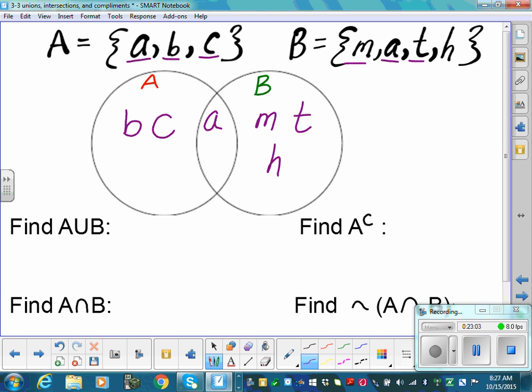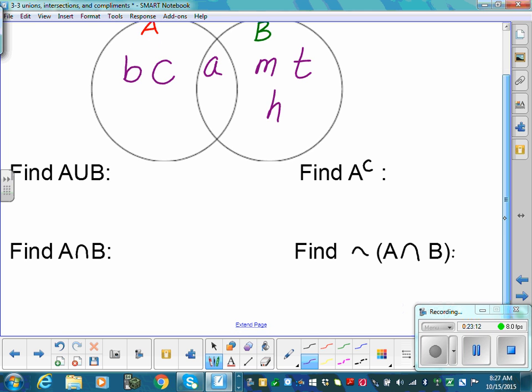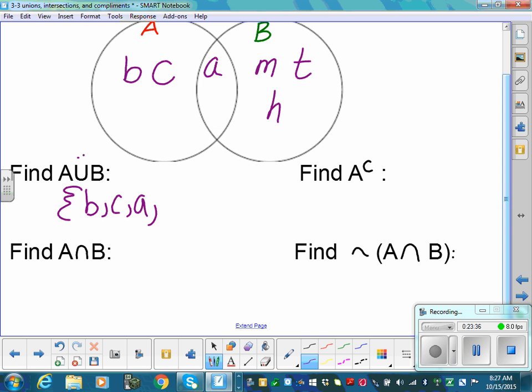Everybody see how I categorized my data in my Venn diagram? So now we'll go through and answer these questions. I'm going to scroll up because we'll use our Venn diagram. It says, find A union B. Is this the friendly one? Yes, so everybody in A or B is welcome. Everybody in here is welcome, and everybody in here is welcome because it's friendly. It lets everybody in. So this would be the set of B, C, A, order doesn't matter, B, C, A, M, T, H. They were all welcome. Questions on that?